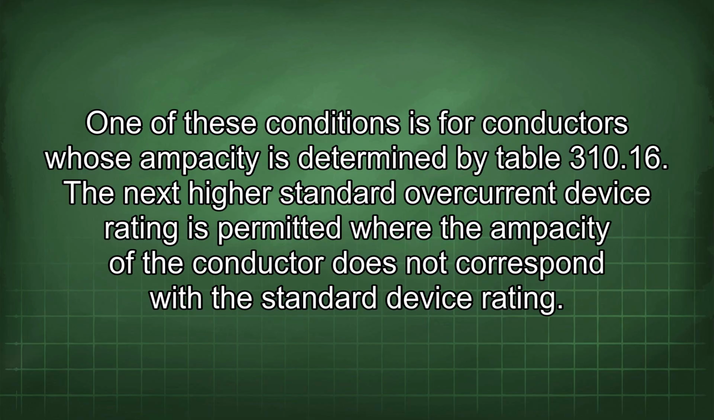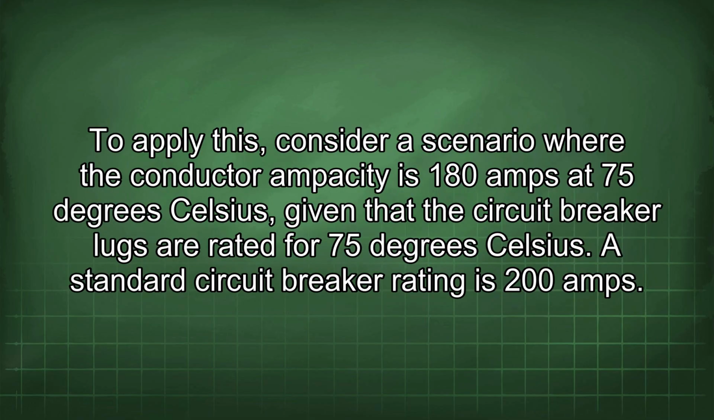One of these conditions is for conductors whose ampacity is determined by Table 310.16. The next higher standard overcurrent device rating is permitted where the ampacity of the conductor does not correspond with the standard device rating. To apply this, consider a scenario where the conductor ampacity is 180 amps at 75 degrees Celsius, given that the circuit breaker lugs are rated for 75 degrees Celsius.